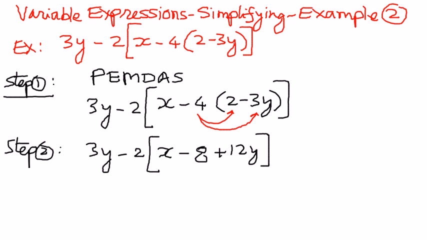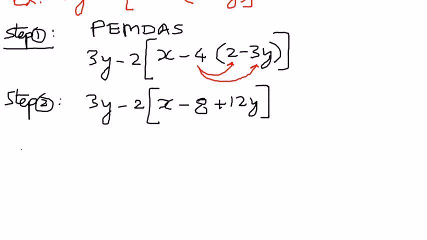So here, since we do not have any similar terms, x is a different term, 8 is a constant term, 12y is a different term. Since we do not have any similar terms to combine, we're going to look for the term which is outside of the brackets and then try to distribute that. We're going to distribute the negative 2 to every one of the terms inside the brackets, like that.